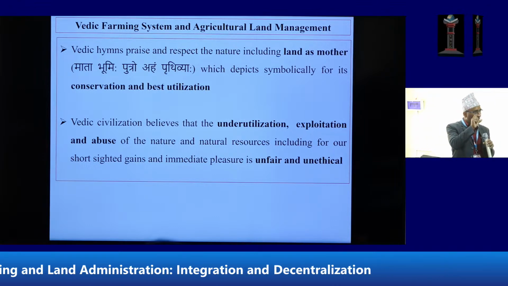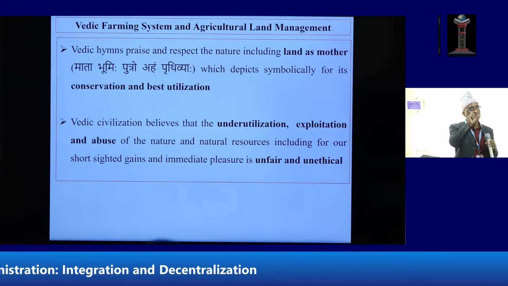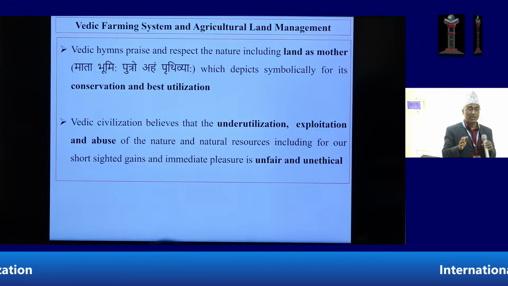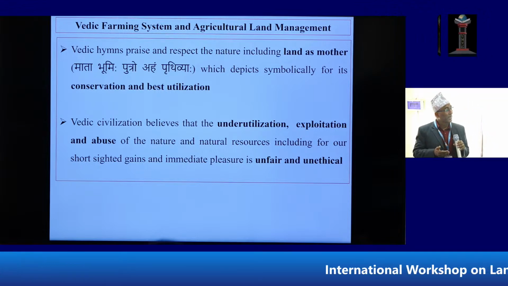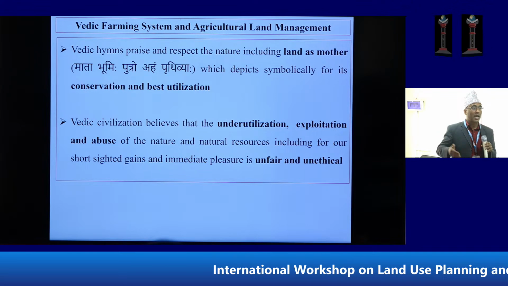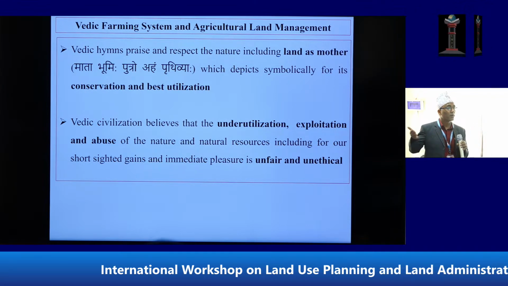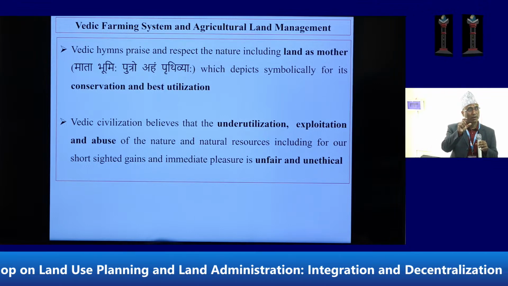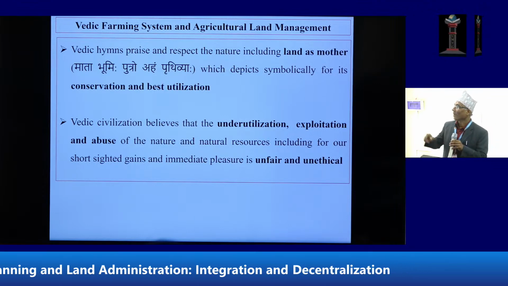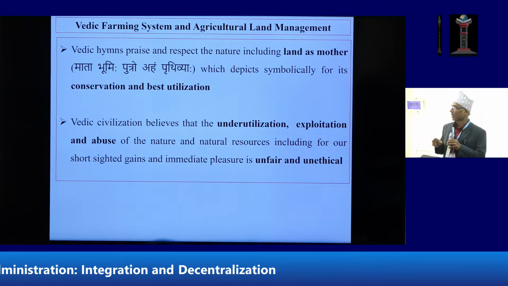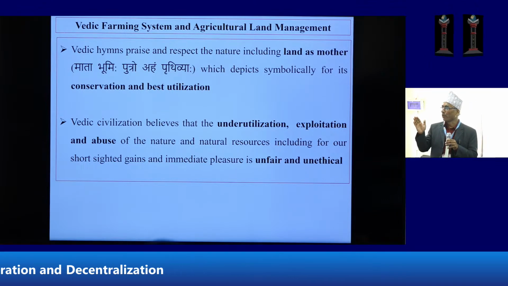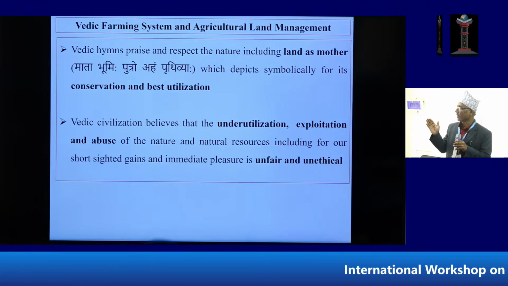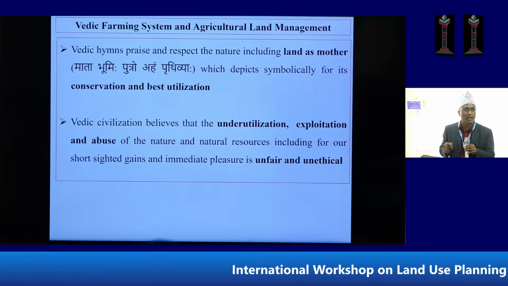And in the Atharva Veda, there is a Bhumi Sukta. That is, Bhumi Sukta is related to land: how land is managed for settlement purposes and for agricultural purposes. This is very important for you too. Vedic civilization believes that underutilization, exploitation, and abuse of nature and natural resources, including for short-sighted gains and immediate pleasure, is unfair and unethical.